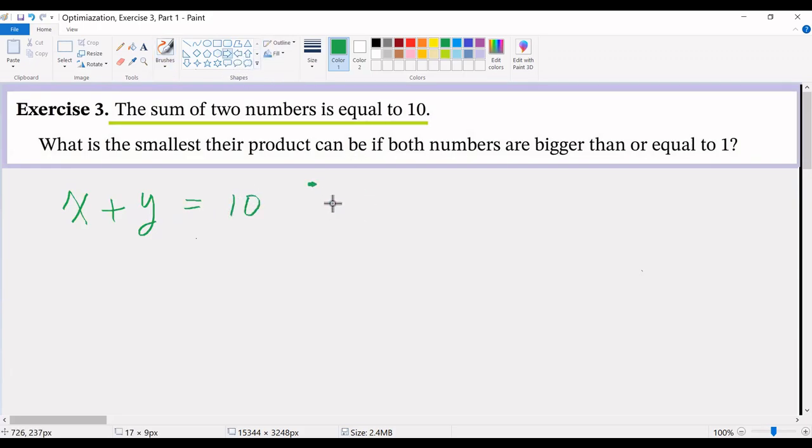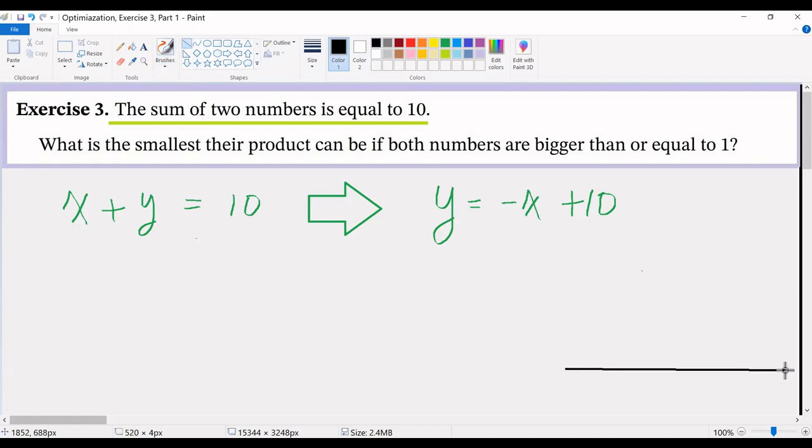Then we're going to solve it into the slope-intercept form. y is equal to negative x plus 10, just so we have a nice way to see the equation. We can sketch out a graph, just so we have a simple visual aid to guide us. We have a y-intercept of 10, an x-intercept of 10, and a graph with a negative slope.